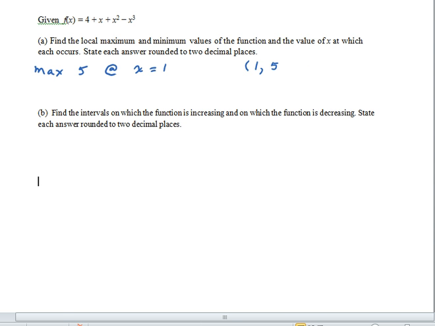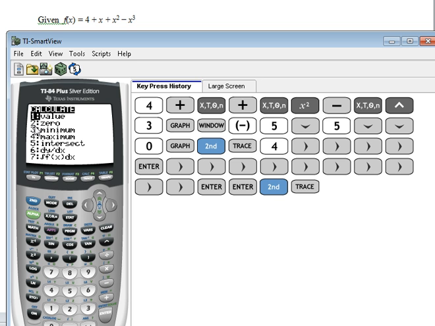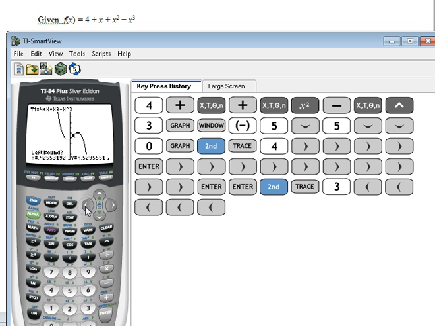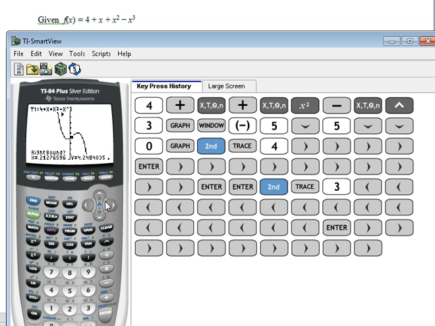So we repeat the process. We do second trace. This time choose 3 for minimum. Use the arrows to move the cursor left of where the local minimum occurs. Press enter. Now move the cursor to the right of where the minimum occurs. Press enter a third time, and we see that the minimum value to 2 decimal places is 3.81, and it occurs at negative 0.33. Again, to 2 decimal places.